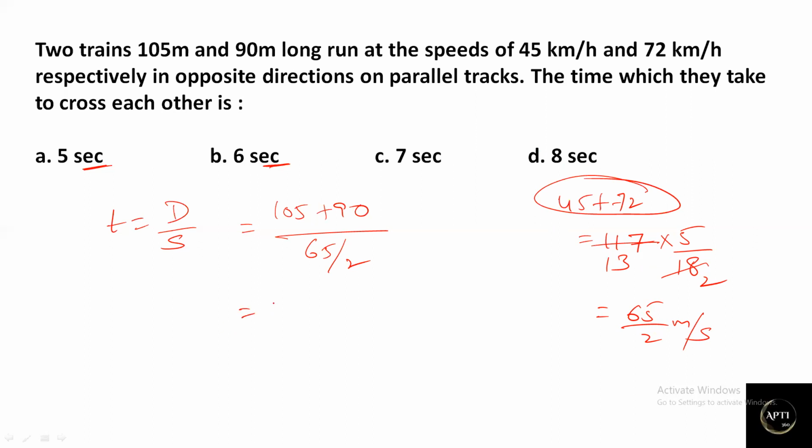What is 105 plus 90? 195 into 2 divided by 65. If you observe, 65 threes are 195. 3 into 2, the answer is 6 seconds. So here option B is correct. Option B, 6 seconds.